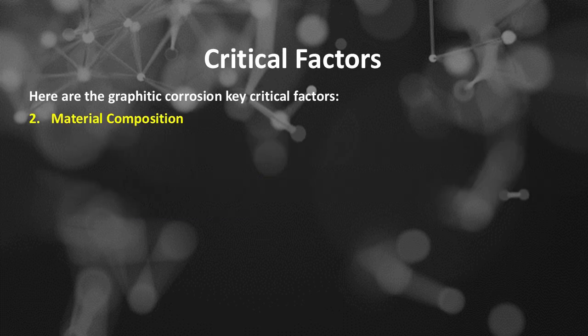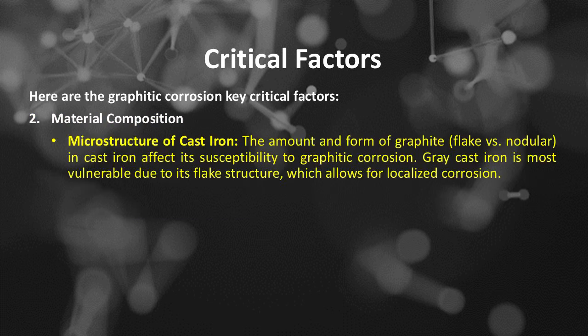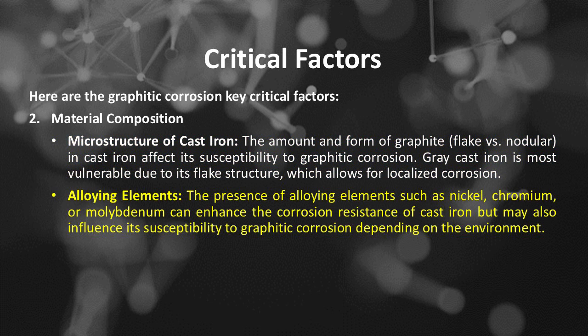Number 2 is material composition. Microstructure of cast iron. The amount and form of graphite, flake versus nodular, in cast iron affect its susceptibility to graphitic corrosion. Gray cast iron is most vulnerable due to its flake structure, which allows for localized corrosion. Alloying elements. The presence of alloying elements such as nickel, chromium, or molybdenum can enhance the corrosion resistance of cast iron but may also influence its susceptibility to graphitic corrosion depending on the environment.